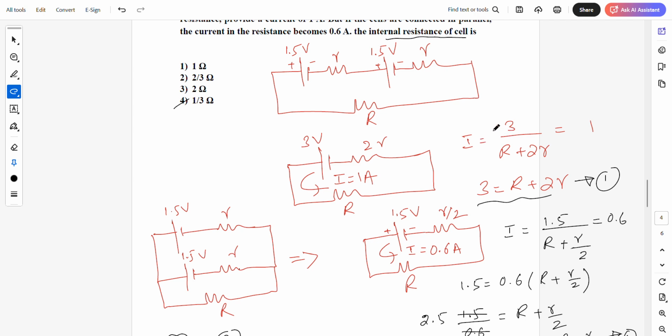I is equal to what? Total voltage by total resistance. I is equal to total voltage, that is the total EMF, divided by total resistance. Right? Total resistance that we are using. Now let us see the next problem.